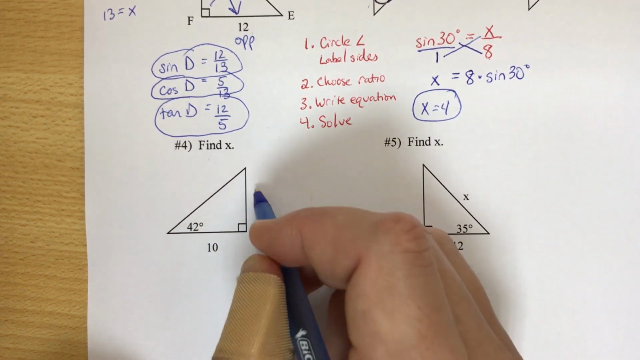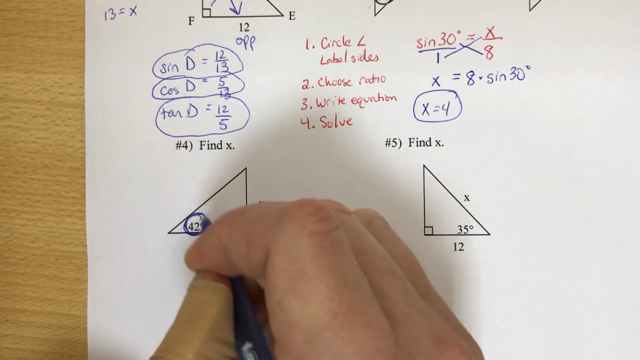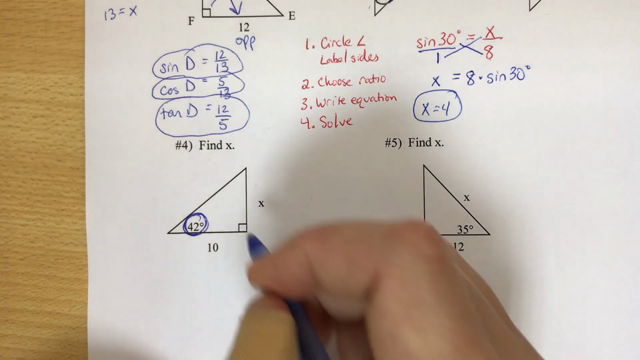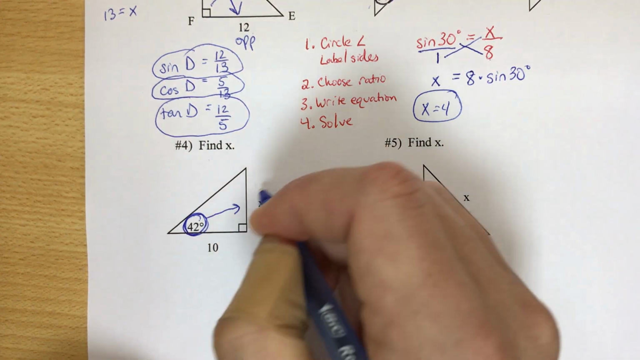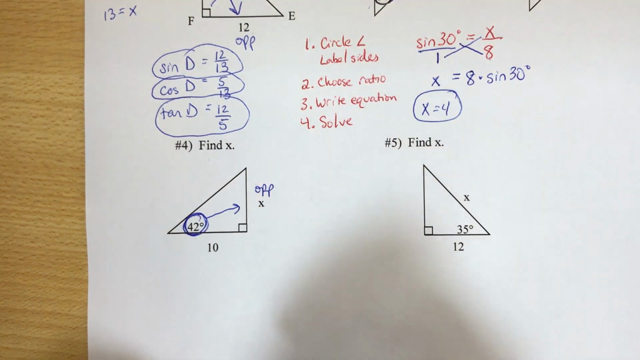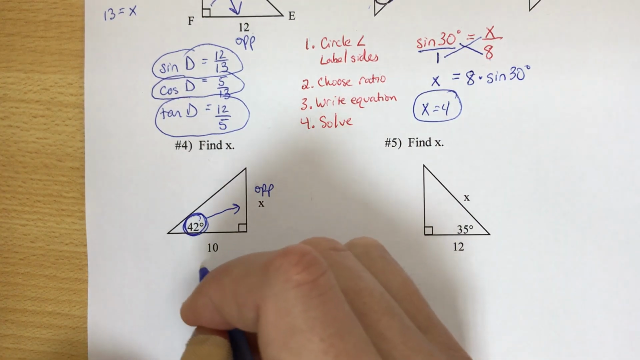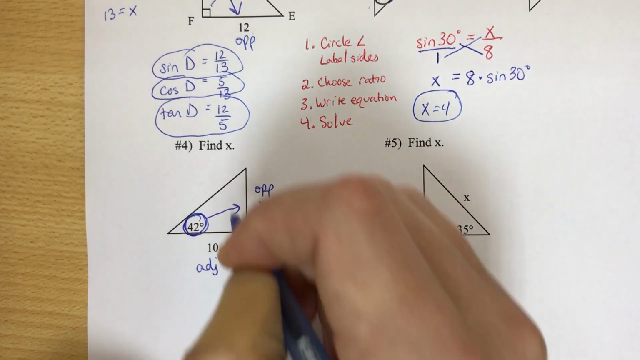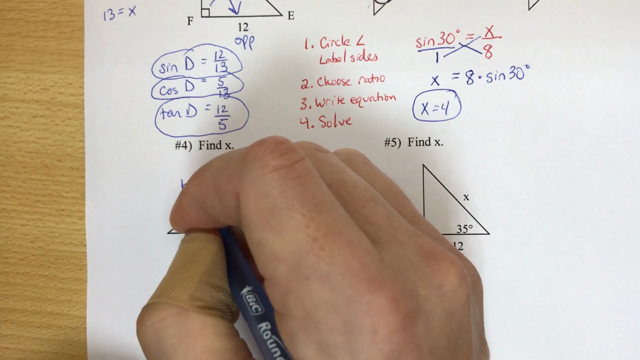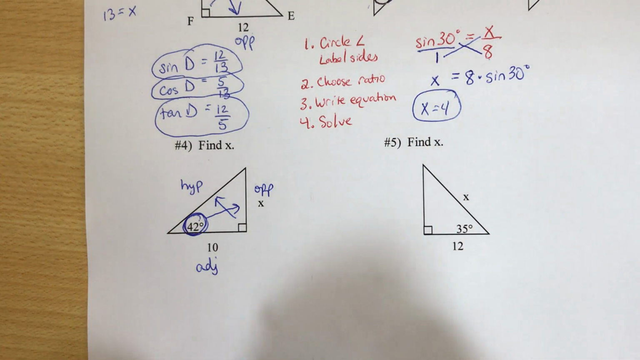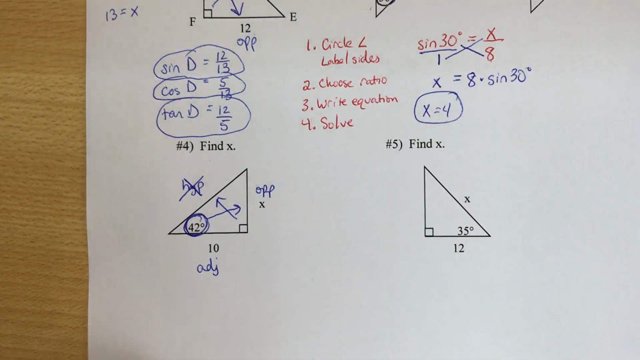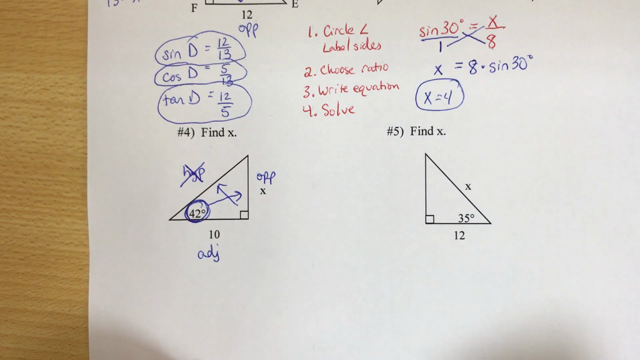That's a length right there. Step 1: circle the angle. Label the sides. That's the opposite. X is the opposite. 10 is the adjacent because the hypotenuse is opposite 90. The hypotenuse is the blank side, so I'm going to cross that out because we're not going to use it. We don't need that.